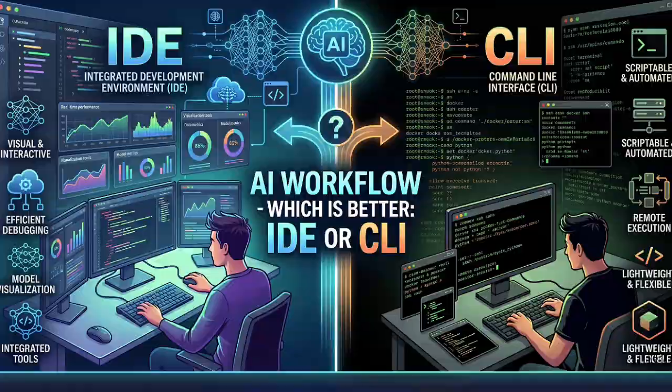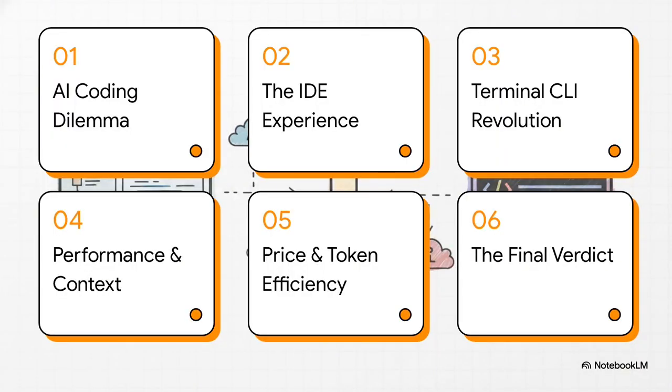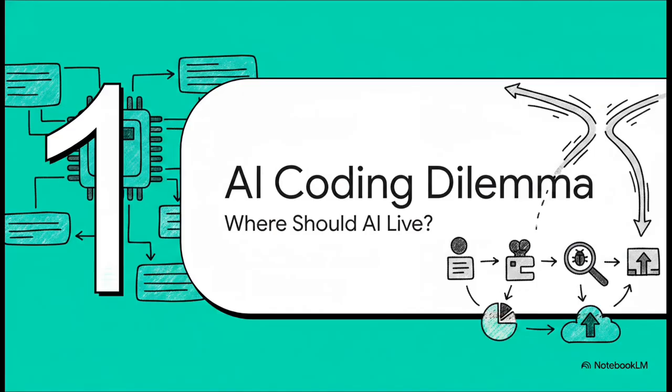We've got a packed agenda to get through. We're going to map out this heavyweight bout across 6 critical battlegrounds, moving from the core dilemma and user experience straight into the hard performance metrics, token pricing, and finally, our ultimate verdict. Let's kick things off with the big one, the AI coding dilemma. Where should this AI actually live?